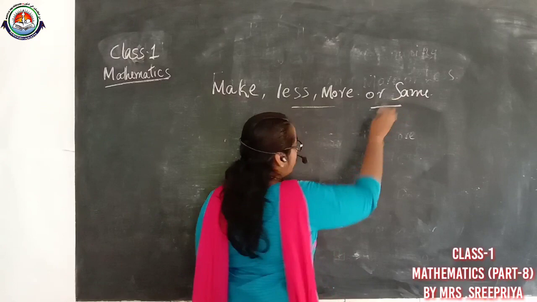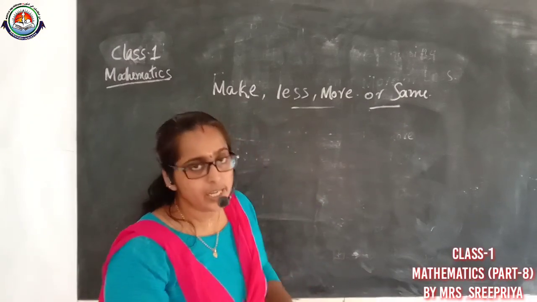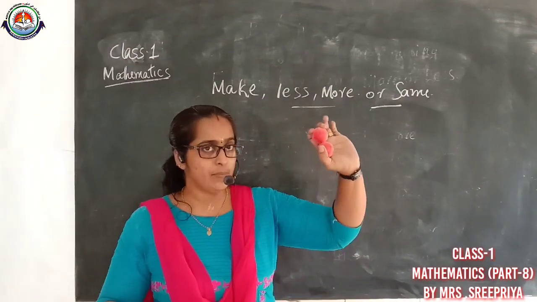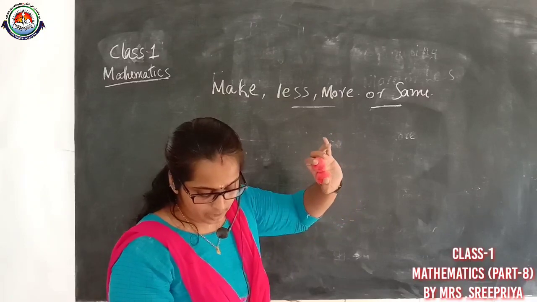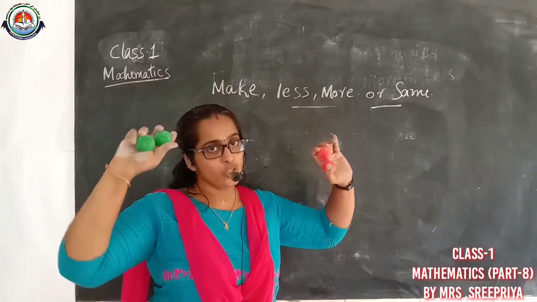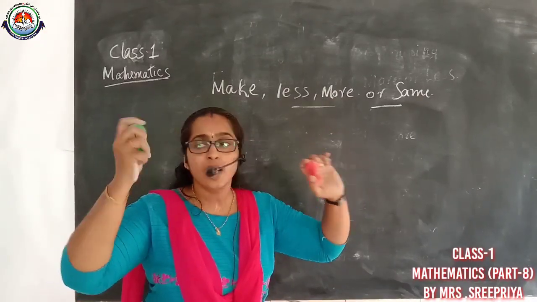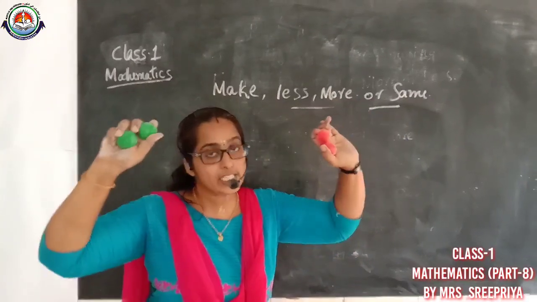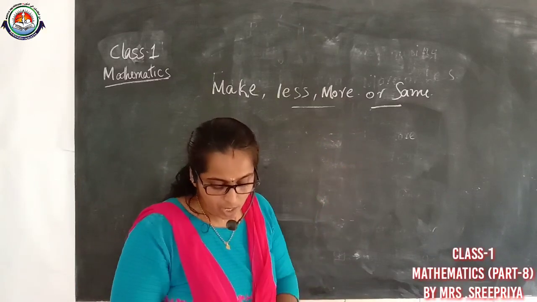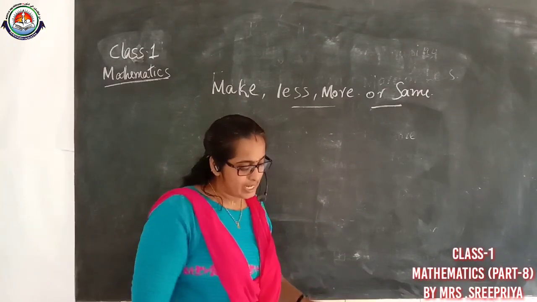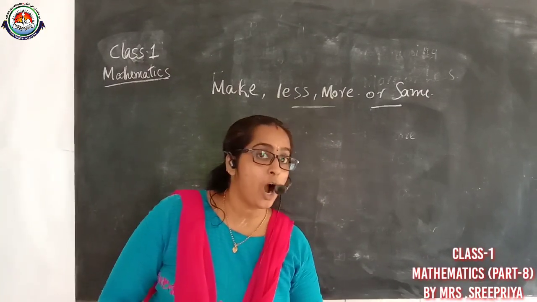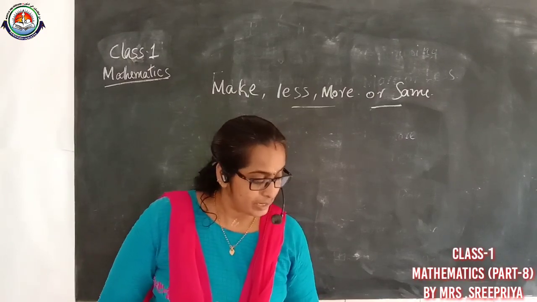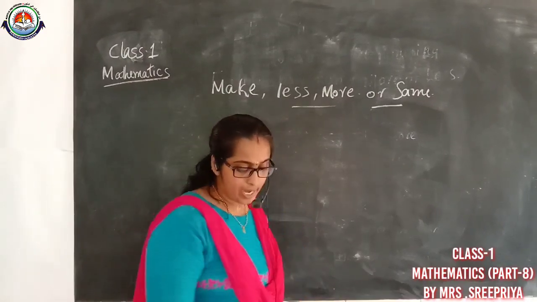What do you mean by same? We studied now. Same means, see, how many balls are there in my one hand? 2. And another 2. That means it is same, no? My right hand has 2 balls and left also 2. That means it is same number of things there. Okay. So how we can make same things? Now we are going to study how we can make same things and more and less.